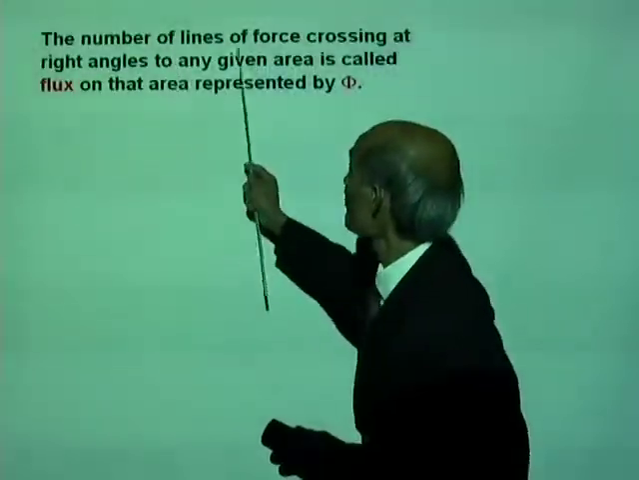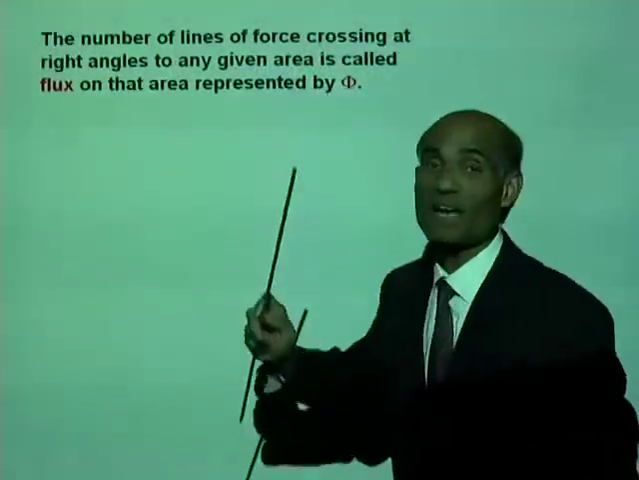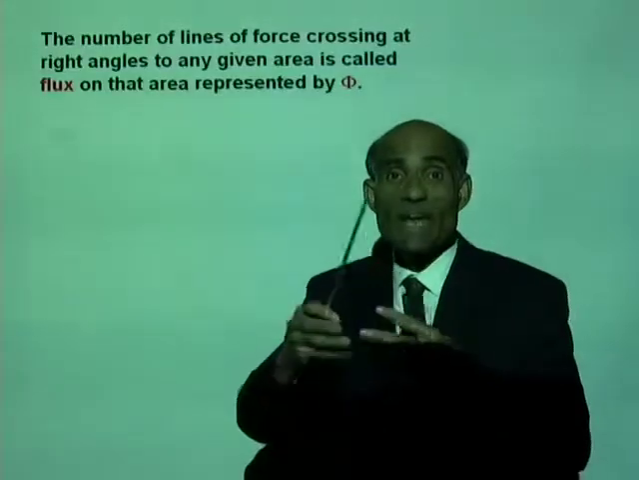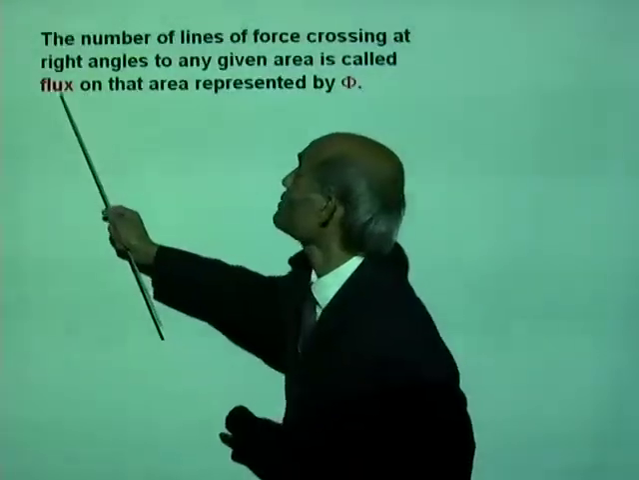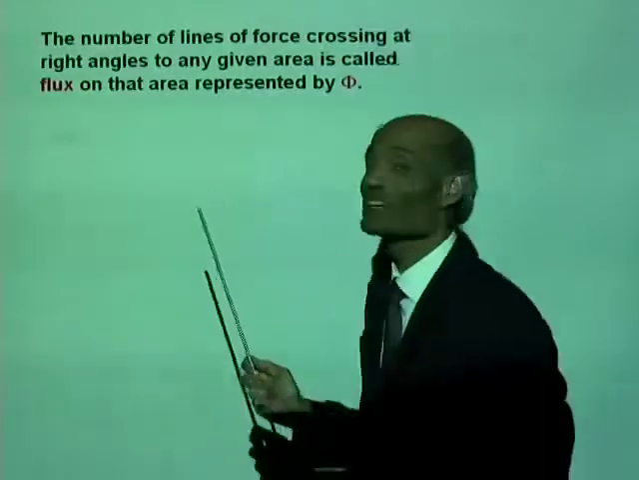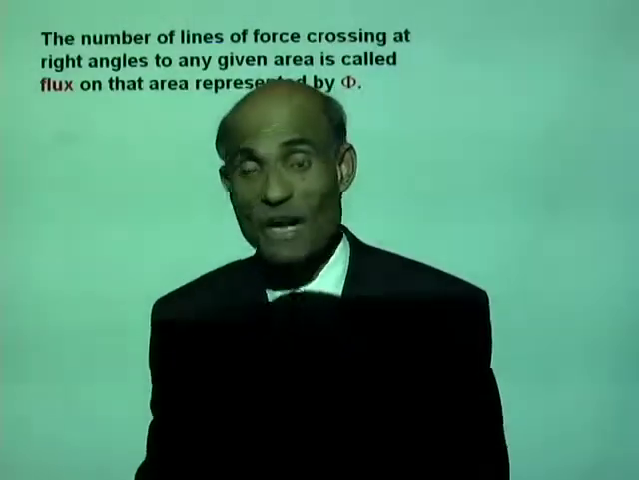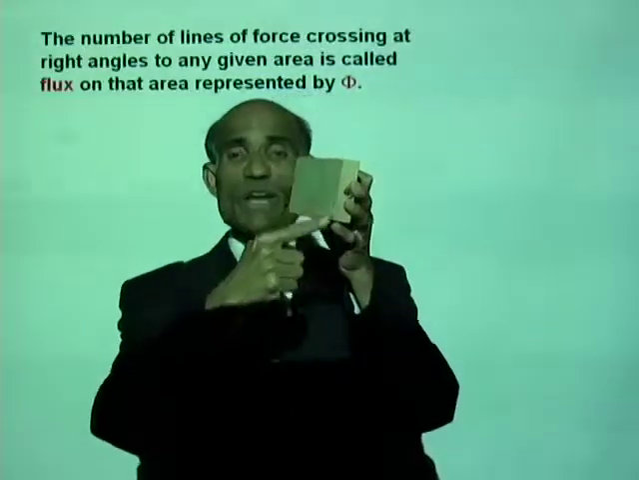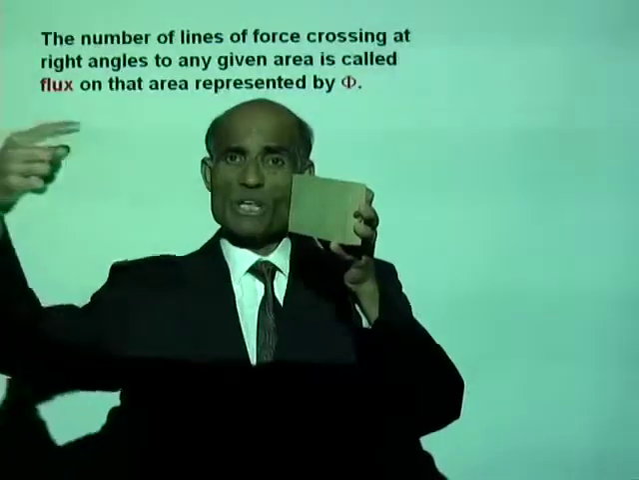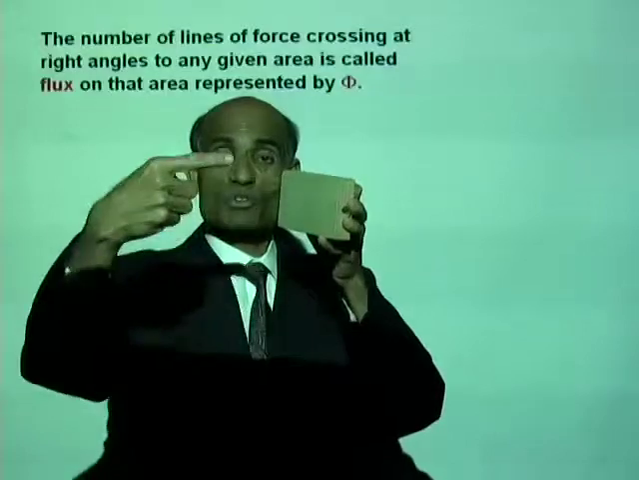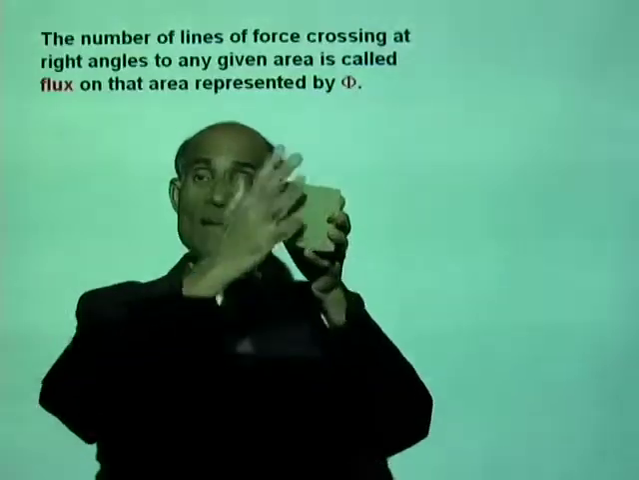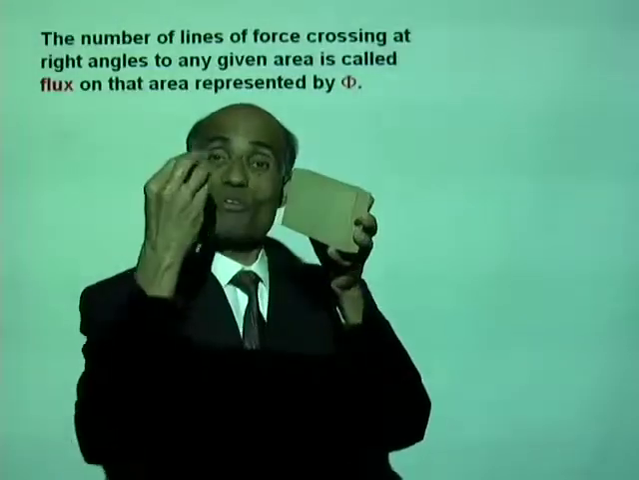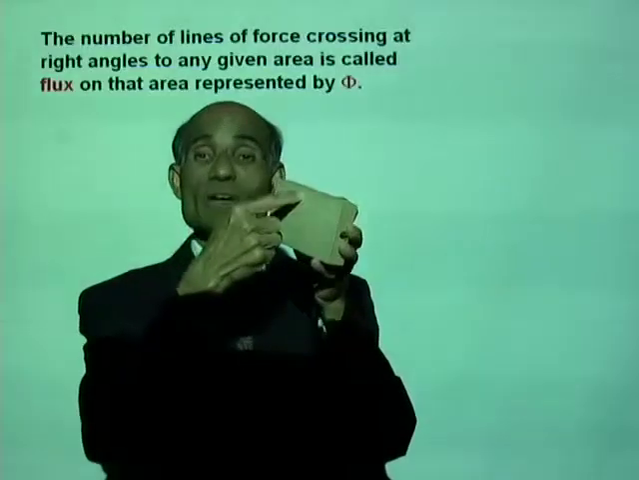Well, the number of lines of force crossing at right angles to any given area is called the flux crossing that area. So, if I have a total area A here, the number of lines of force crossing that whole area is called the flux crossing that area.